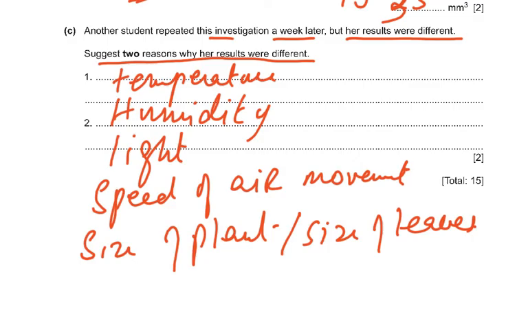So this was all the 5 points, and you could have given me any two of these. So temperature, humidity, light, speed of the air movement, or the size of the plant, or the species of the plant. Even that could have been different, we don't know if the same species was chosen.